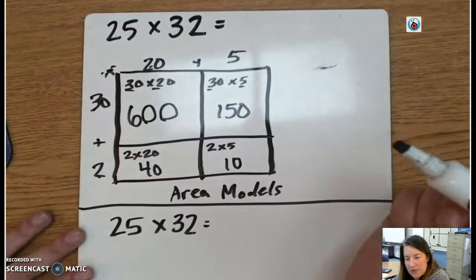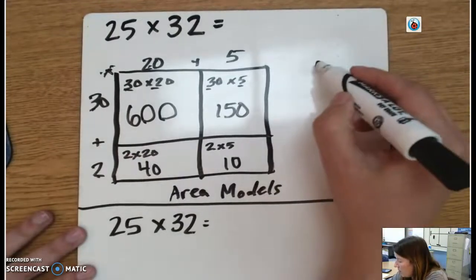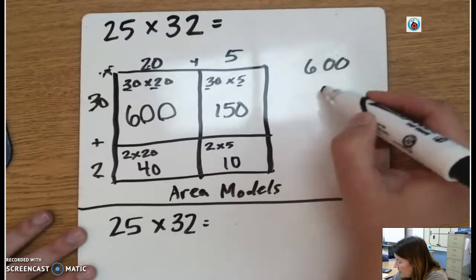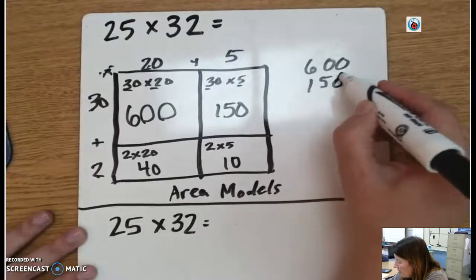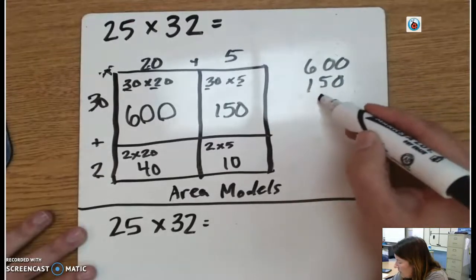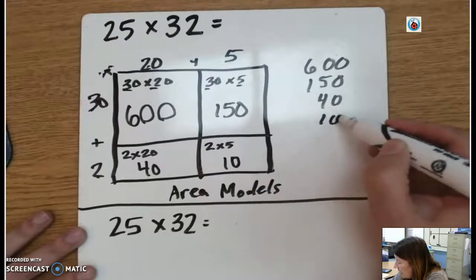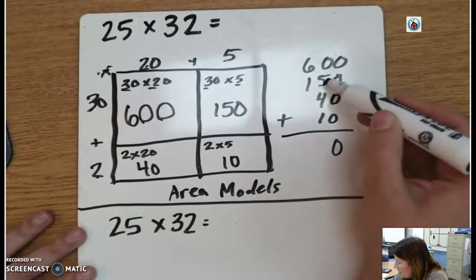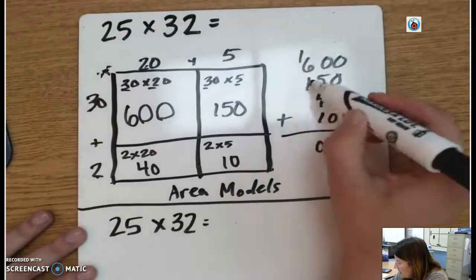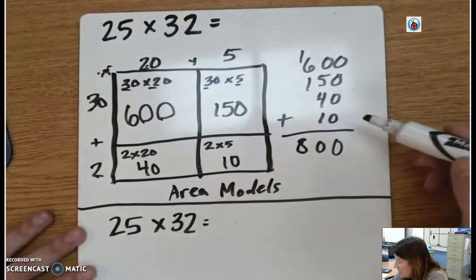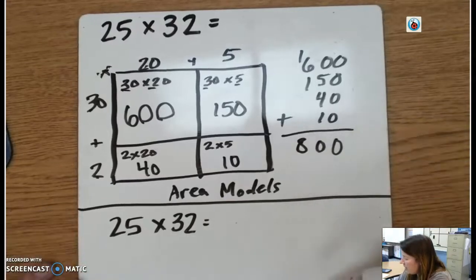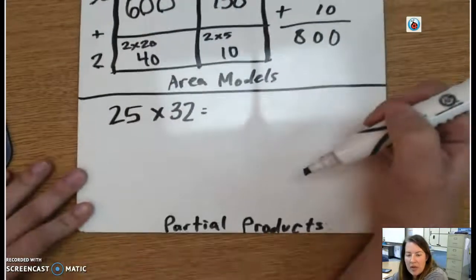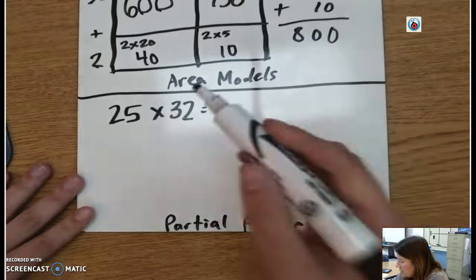So I have 600. Your last step when we went over this earlier this week is to add all of those numbers up. So 600, 150, 40, and 10. If we add all of those up, we get 800. Now let's take a look at doing the same thing but using partial products. We should get the same answer.